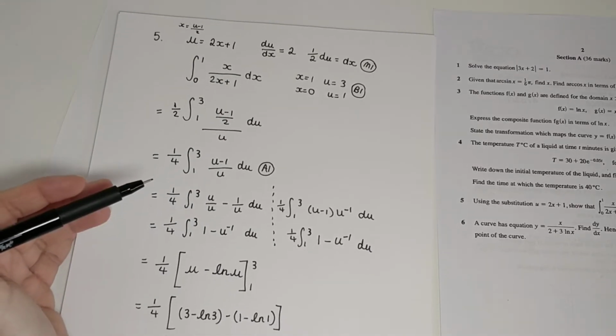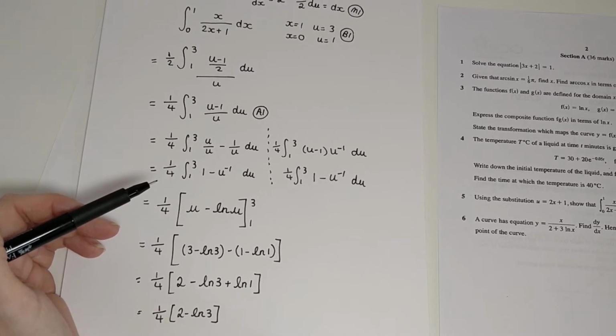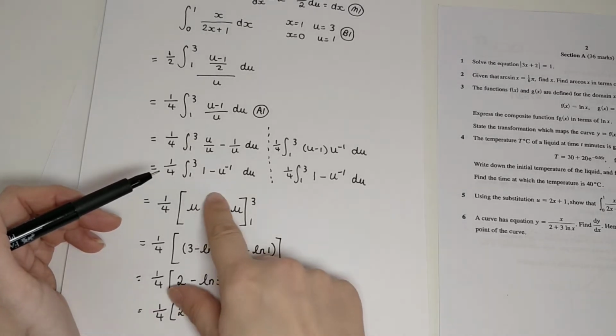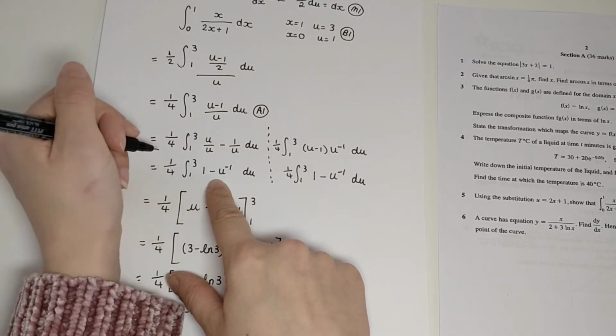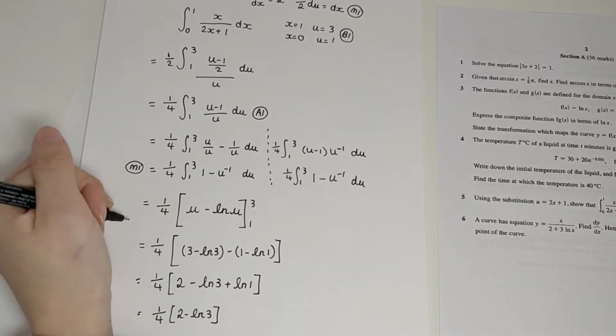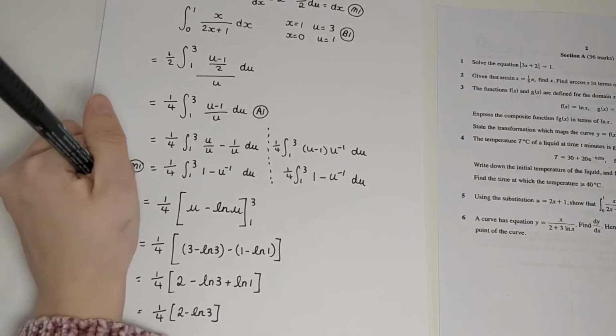M1 for dividing through by u. What do you mean by that? I think it means getting it into this kind of format. It must mean that. Accuracy 1 for a quarter of u minus log u. Okay, accuracy 1 for that.